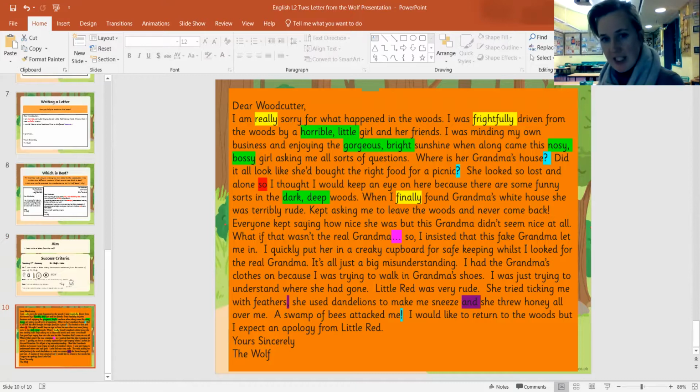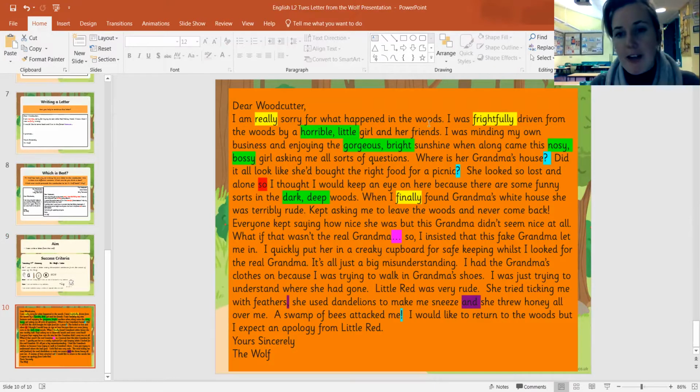Where is her grandmother's house? Did it all look like she'd bought the right food for a picnic? She looked so lost and alone, so I thought I would keep an eye on her, because there are some funny sorts of things in the deep dark wood. When I finally found Grandma's white house, she was terribly rude.